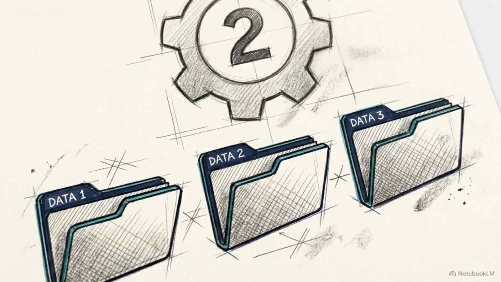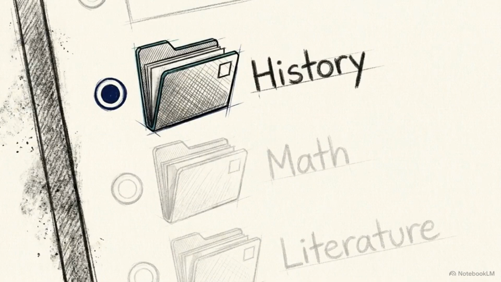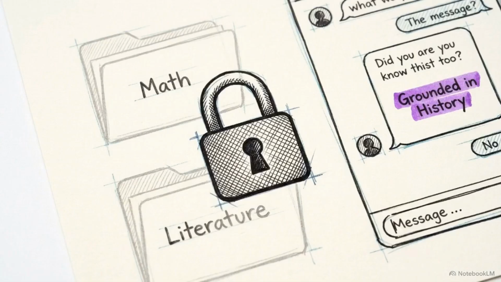Step 2 is putting those categories to work. Use the selection buttons on the right side of the source panel to choose one specific category. Locking the AI onto a single label forces it to ground all its chat responses exclusively in those exact sources. It completely eliminates the risk of the AI pulling in irrelevant information from your other folders.